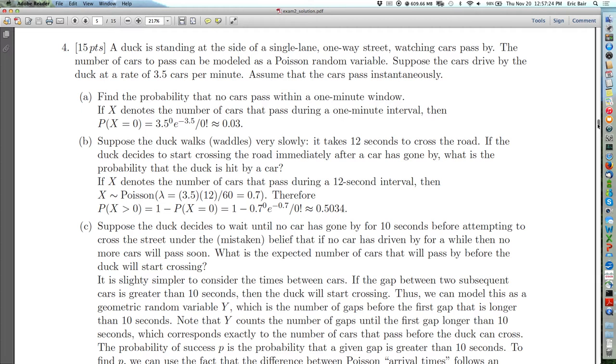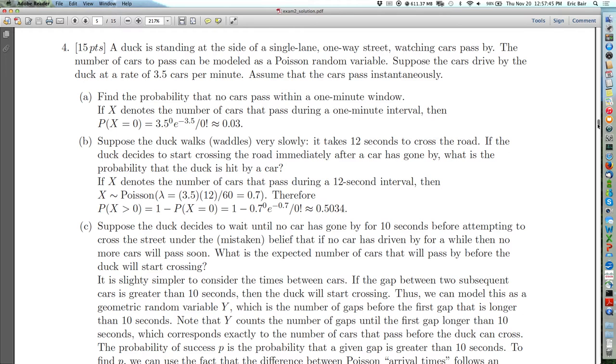Part B is you need to find the probability that more than one car passes in a 12-second interval. So first of all, you have to convert the rate parameter to a 12-second interval. You can do that by multiplying 3.5 times 12 over 60. That gives you 0.7.